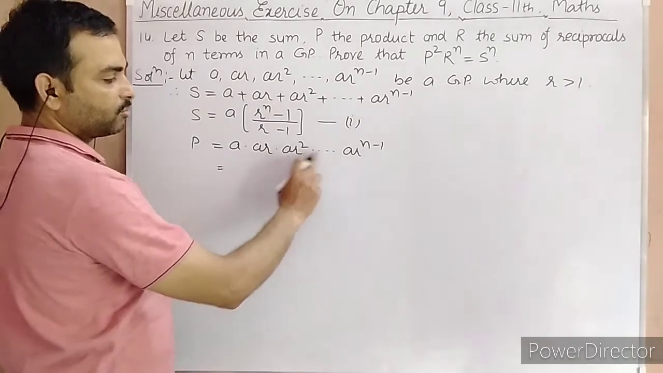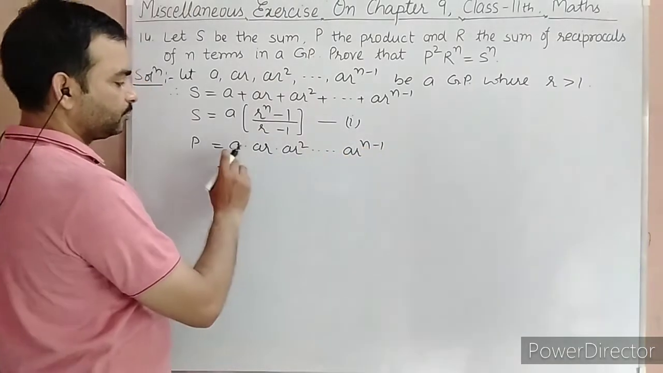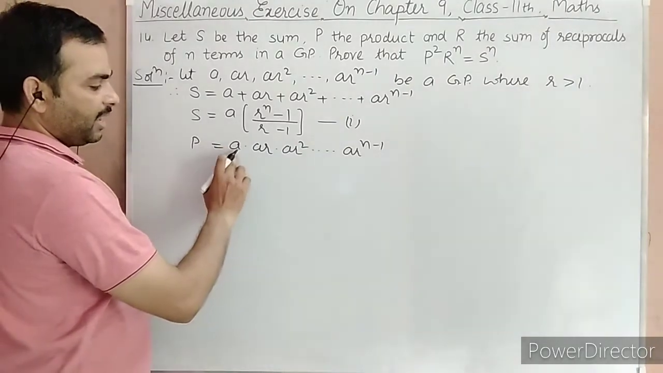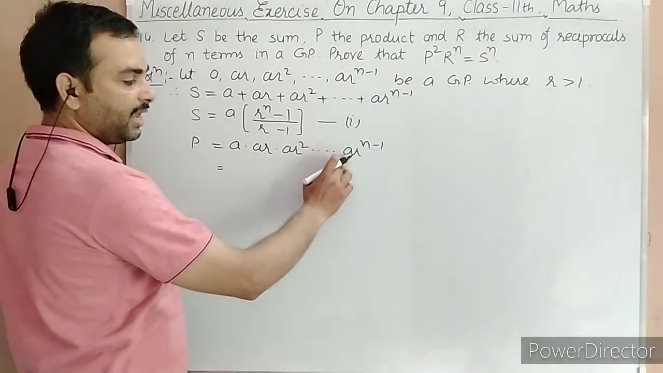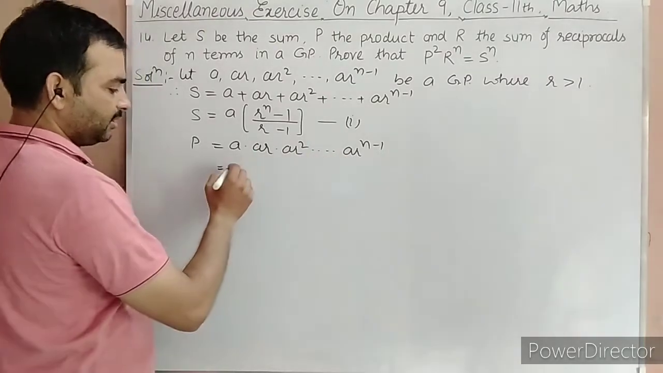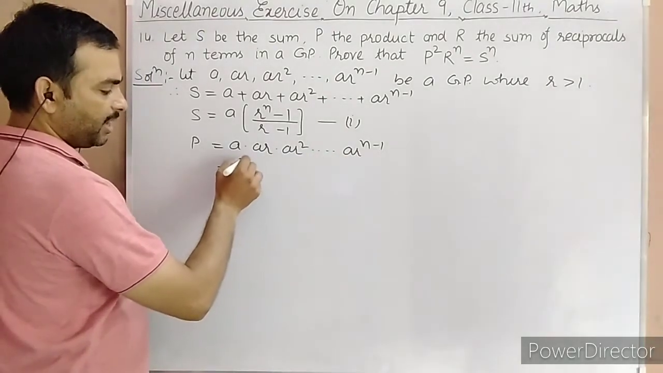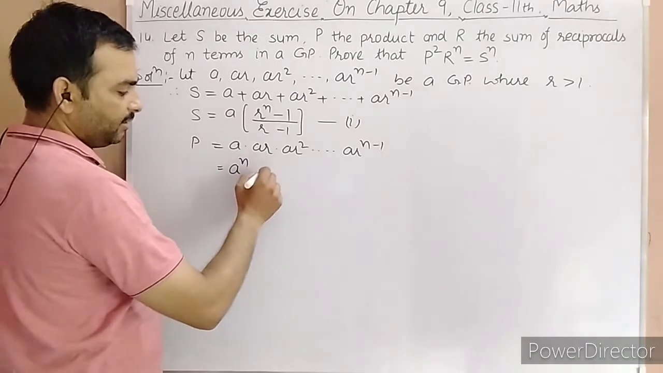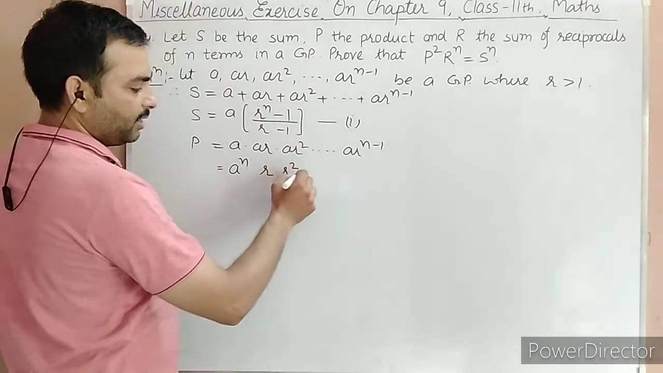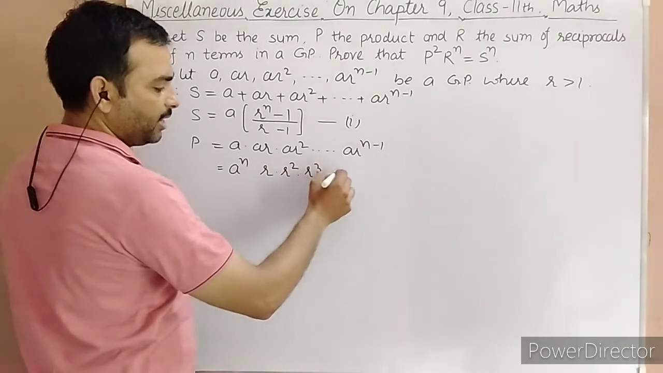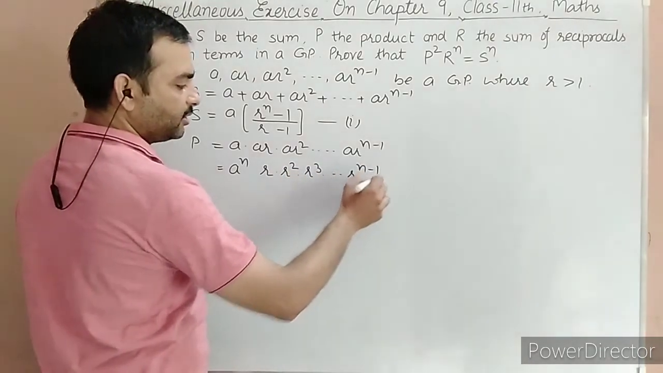A, AR, AR square, up to AR power n minus 1. So if I multiply A n times, then I get A power n. And here R multiplied by R square multiplied by R cube and so on up to R power n minus 1.